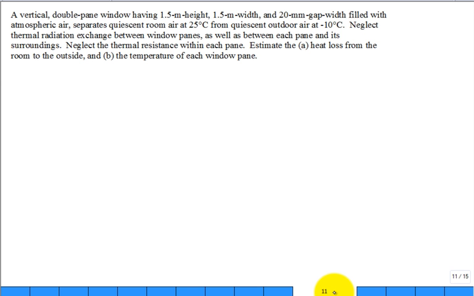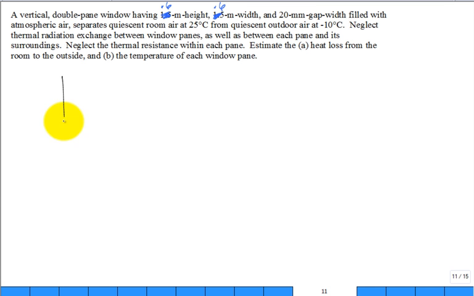And I forgot to change this problem, so I'm going to change it right now. The height is 0.6 and the width is 0.6 and the gap is 20 millimeters. It's filled with atmospheric air inside between the 2 panes, and it separates quiescent room air that's at 25 degrees C on one side from quiescent outdoor air at negative 10 degrees C on the other side.